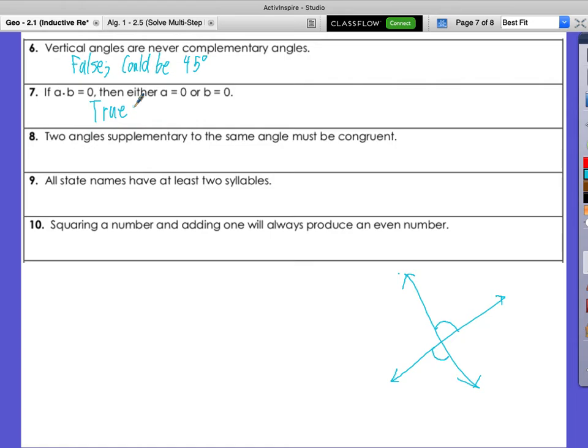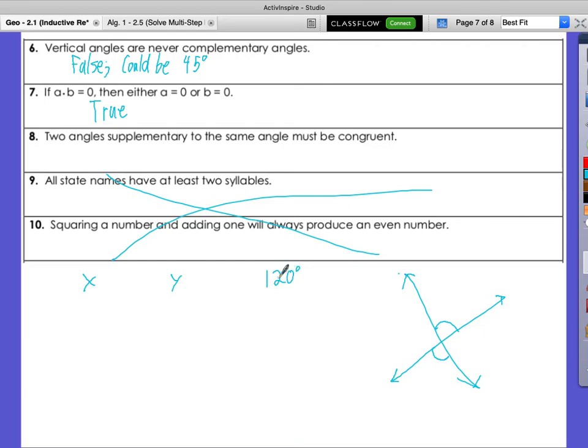Let's just do number 8, and then we'll be done with our notes. Two angles supplementary to the same angle must be congruent. Okay, dealing with two angles right away. Supplementary means what? They add up to 180. Complementary is adding up to 90, this is adding up to 180, okay? So two angles are supplementary to the same third angle. Let's start off with two angles, we don't know them. Angle X and angle Y. Let's say they're both supplementary, adding up to 180 with another angle that we have as 120 degrees.